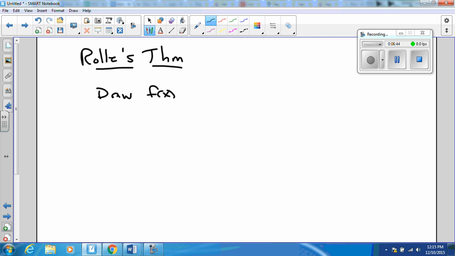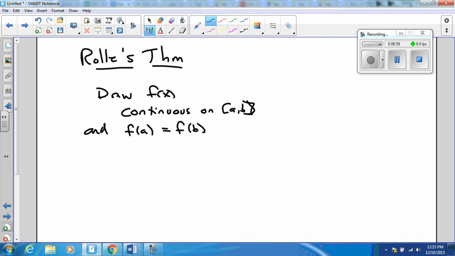that meets these conditions. It is continuous on [a, b], and f(a) equals f(b). Draw a function that meets those two conditions.